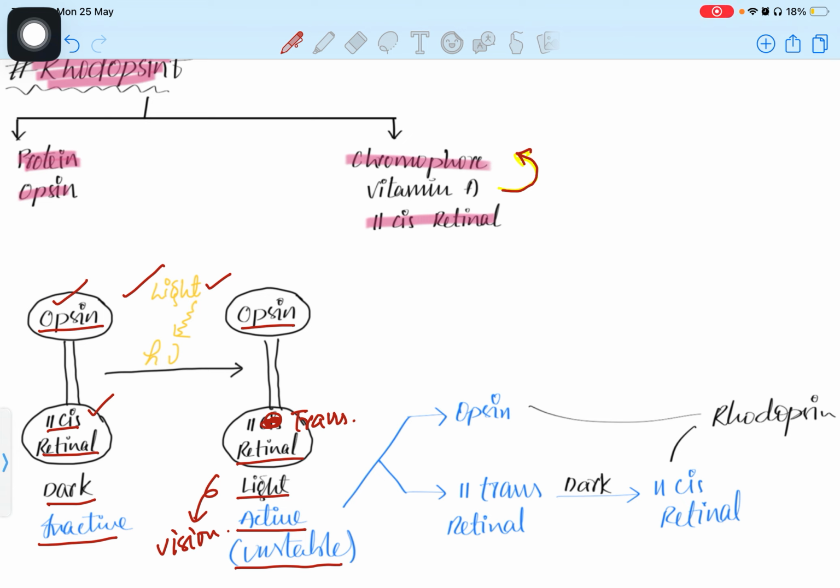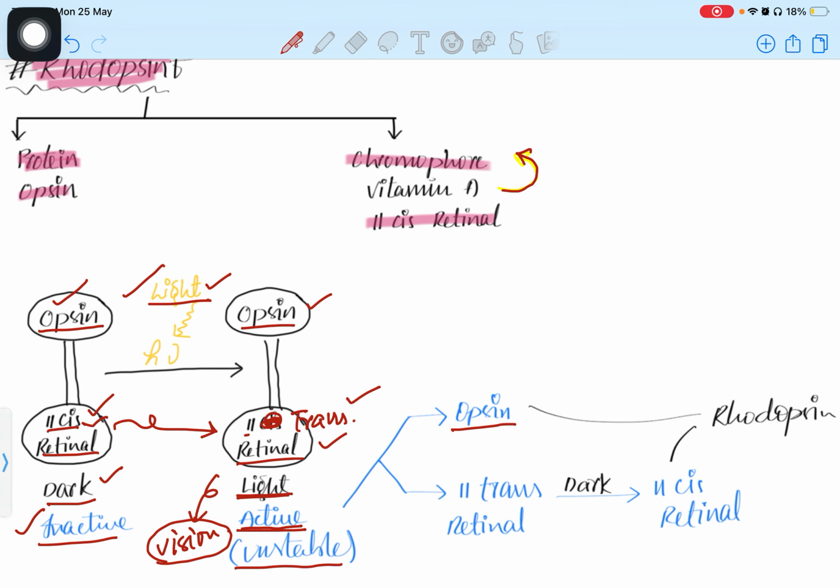Here the opsin is present with 11-cis retinal in the dark, inactive condition, but in light the opsin gets attached with the trans form. So the cis is changing its structure into the trans. That's why we call it 11-trans retinal in the presence of light. It is in the active state, and this 11-trans retinal is completely unstable, so we will get the vision.